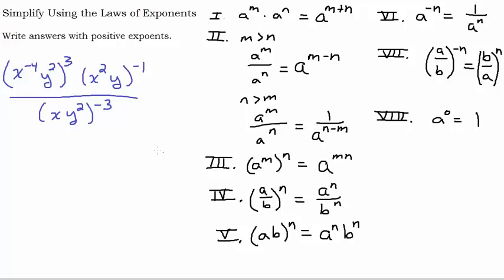If you want to give it a try, pause the video and go for it. Go ahead and then start the video again. Like I said, there's a lot of different ways to do this. I'm going to use rule number 5 again, because what I have here is multiple things to a power. I've got these two things to the 3rd, these two things to the negative 1, and these two things to the negative 3rd. So I'm just going to apply that exponent to each of those.